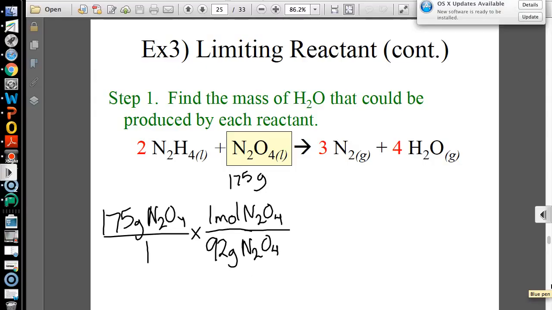Now, I'm at moles of N2O4, and I've got to go to moles of water. So I'm going to use my mole ratio. Tomorrow on your quiz, I want you to see my hands doing that, and I want you to hear me say that. I want it to be internalized, and you be scarred for life.